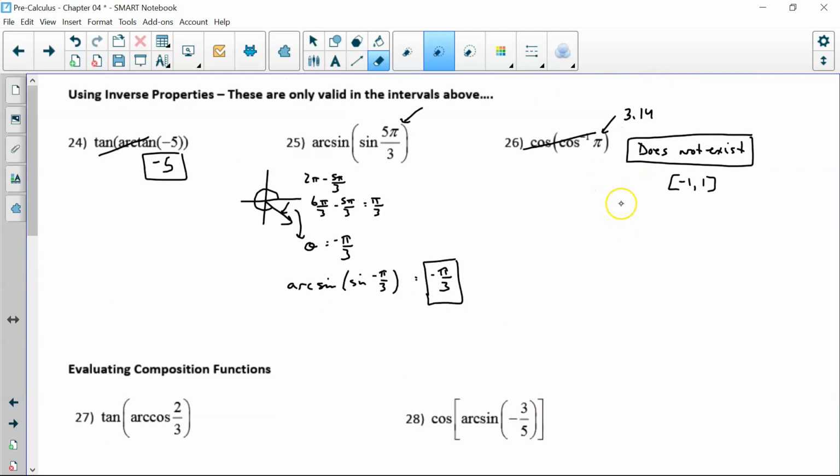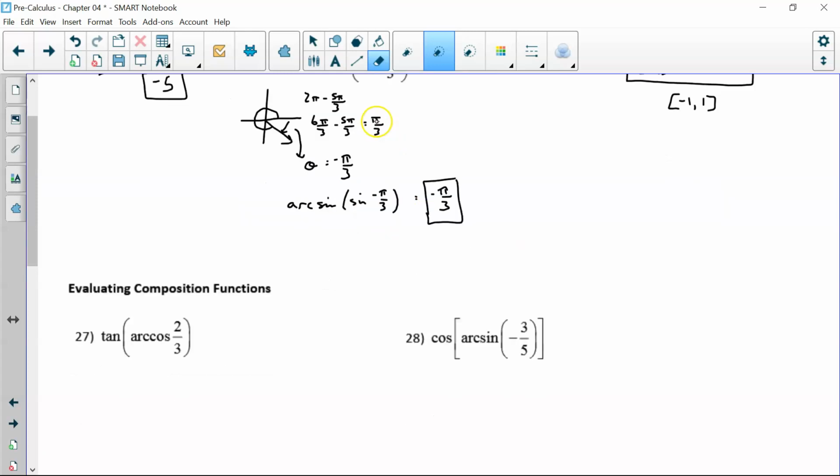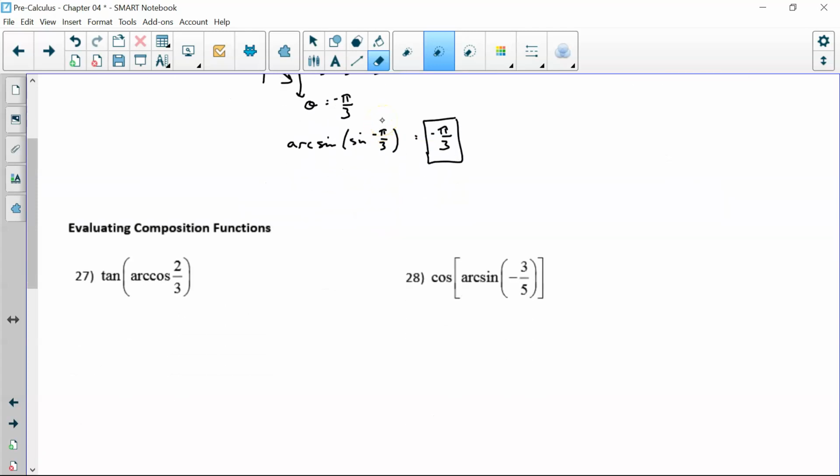We're going to be seeing a lot more of this in the next chapter as well. So if you're not getting it right now, we're going to be doing more practice, and hopefully it'll clarify as we go through. The tangent of the arc cosine.